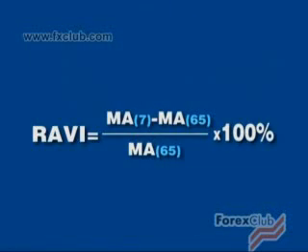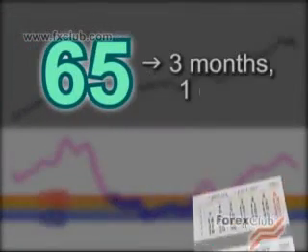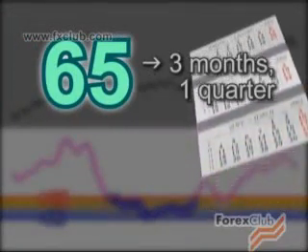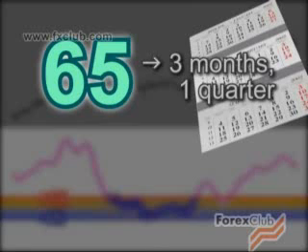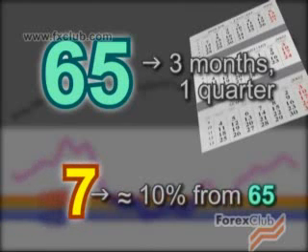Once again, please note that we chose a 65-day MA and a 7-day MA. We have the natural cycle of 65 days, 3 months, it's a quarter for the slow line, and the fast line, a 7-day MA, is approximately 10% of 65.